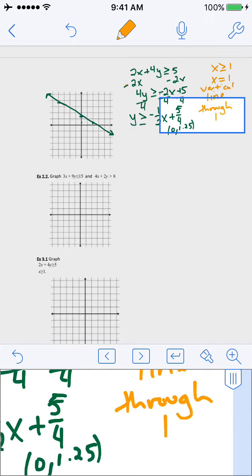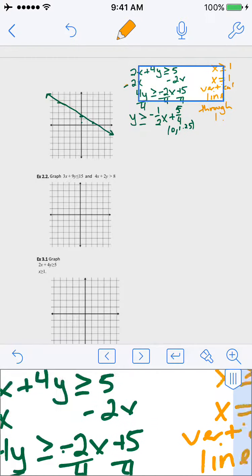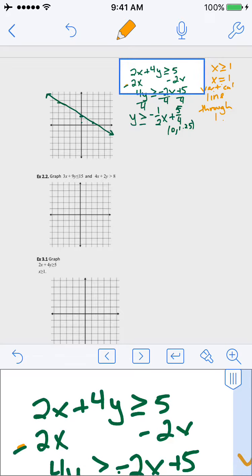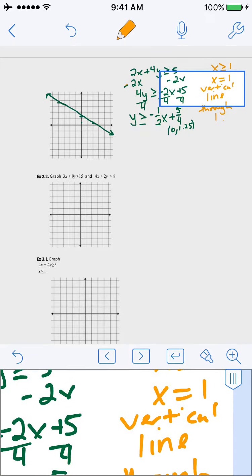Through 1, right? So let's go ahead and draw that like it was equal. Exact same process, right? We just need to know about those things like vertical lines, but they follow the same rules. Once you remember the rules about those, you remember rules about inequalities, you just put those two rules together. So x is equal to 1.